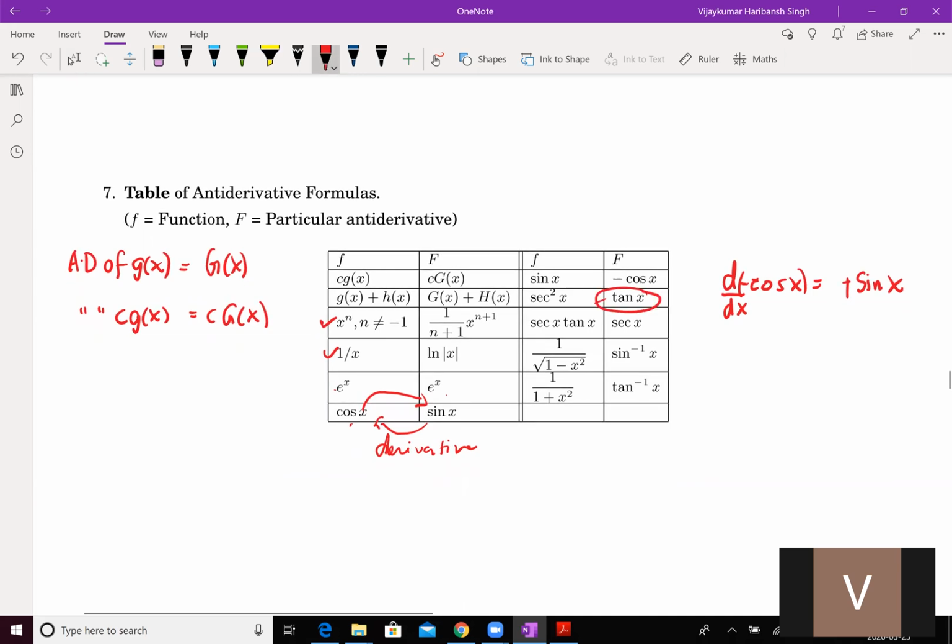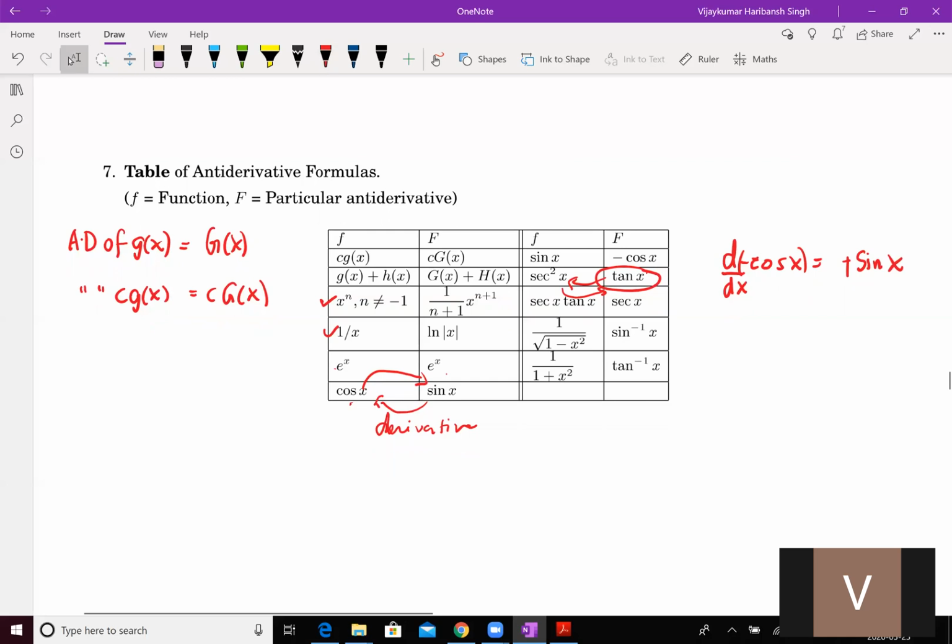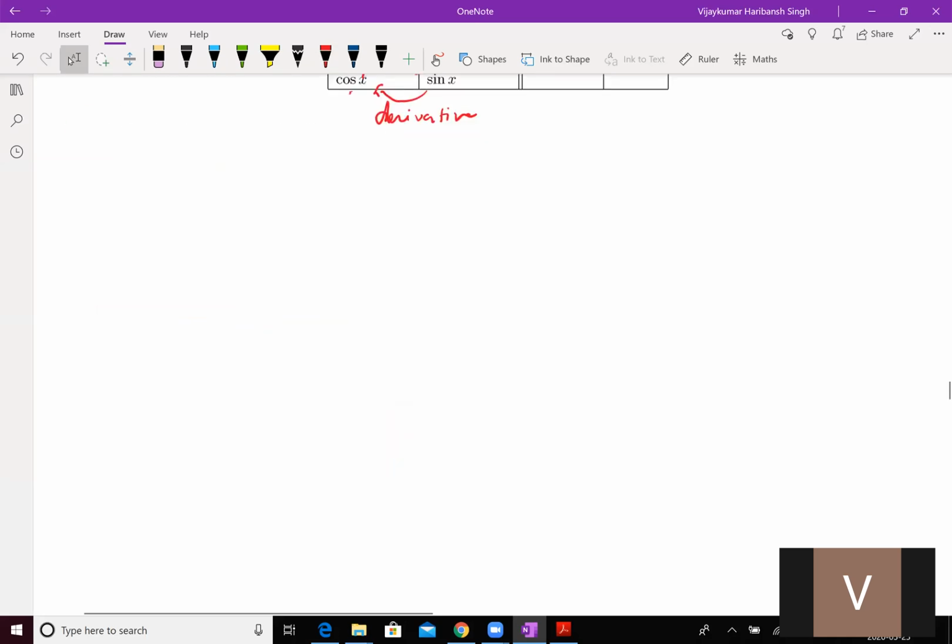The derivative of tan x is secant squared x. Therefore the antiderivative of secant squared is tan x. The derivative of secant x is secant x tan x. So therefore the antiderivative of secant x tan x is secant x. And the list goes on and on. So these are the formulas; again, you basically understand antiderivatives using derivatives, at least to start with.